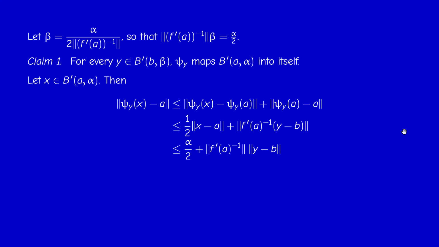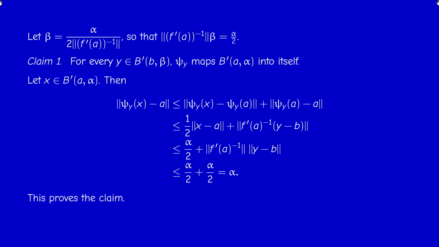And now I apply the operator norm to this. And if y is in this ball, then y minus b in norm is less than beta. So this is less or equal than beta times this constant, which is equal to alpha over 2. So this second term is less or equal than alpha over 2. And I get that psi y of x minus a in norm is less or equal than alpha. And this proves that psi y of x is in the closed ball of center A and radius alpha. So I proved the claim.